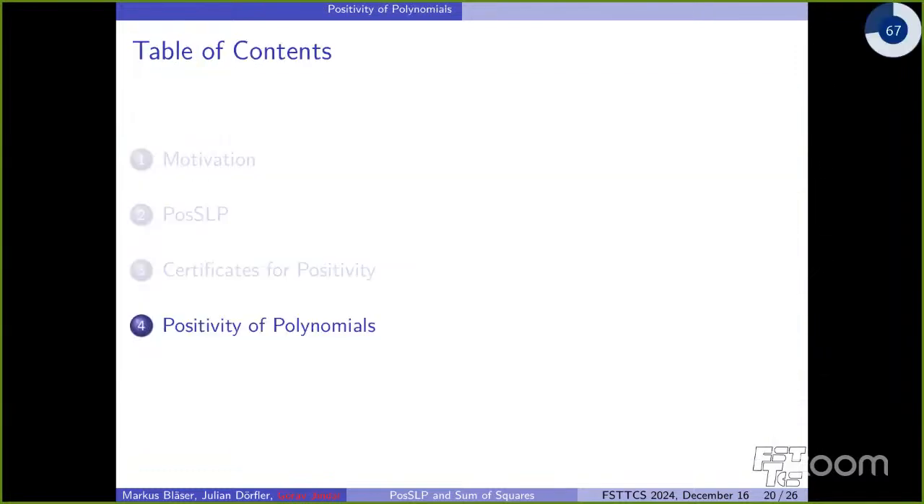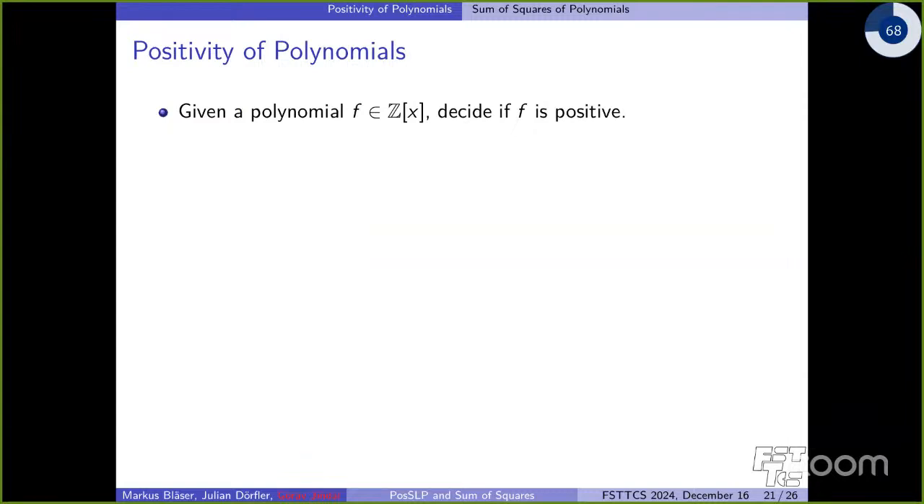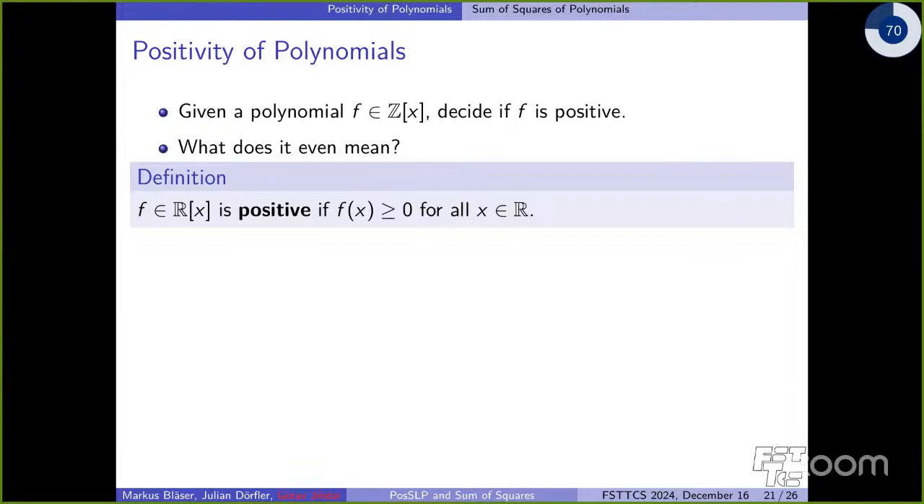So instead of positivity for integers, in this paper we also look at the positivity certificate for polynomials, right? Analogous to integers, suppose I am given a univariate integer polynomial computed by an arithmetic circuit or straight line program. I want to decide whether this is positive. What do I mean by a polynomial being positive? I mean that it evaluates to non-negative values on the real line. Okay?